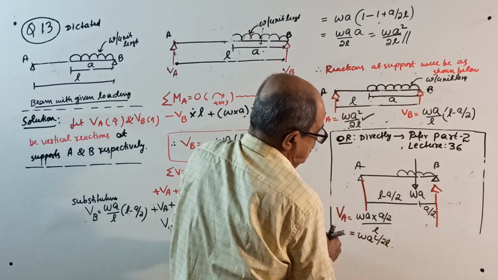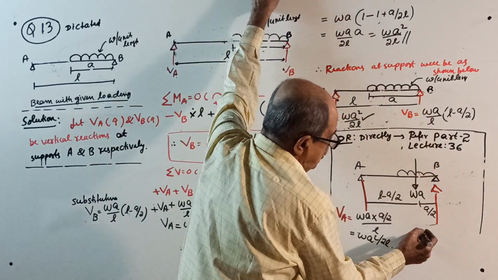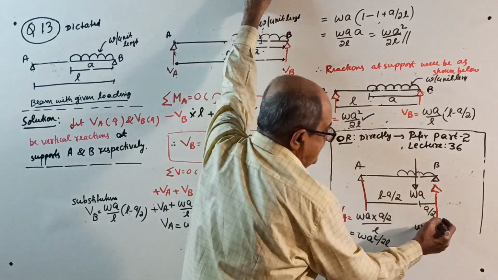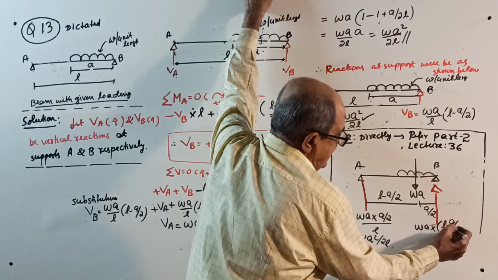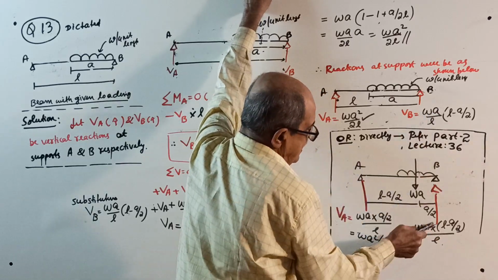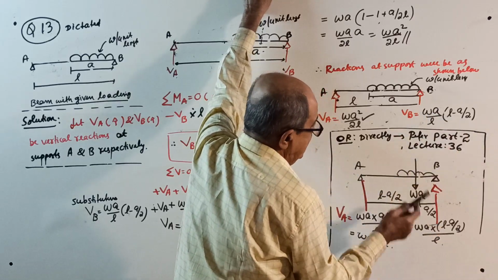This reaction equals total load, W into A, into the other distance, L minus A by 2, divided by L. Yes, WA into L minus A by 2 by L.